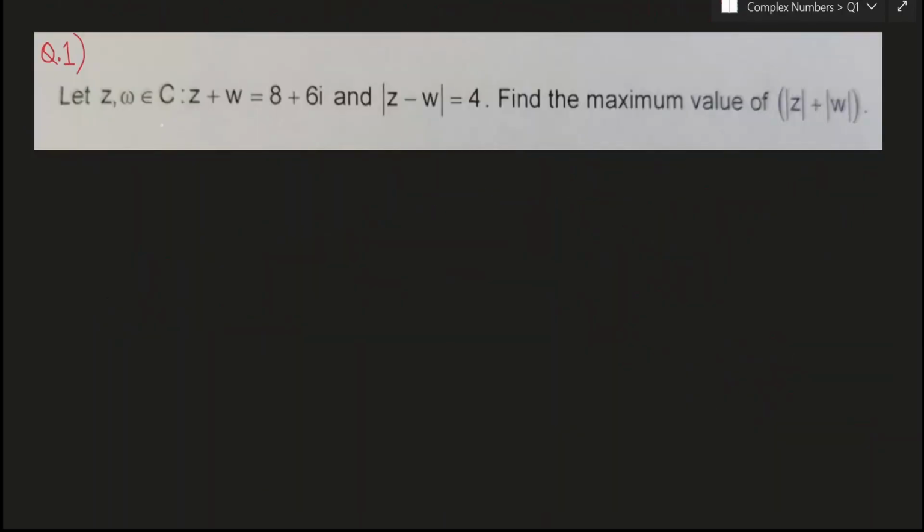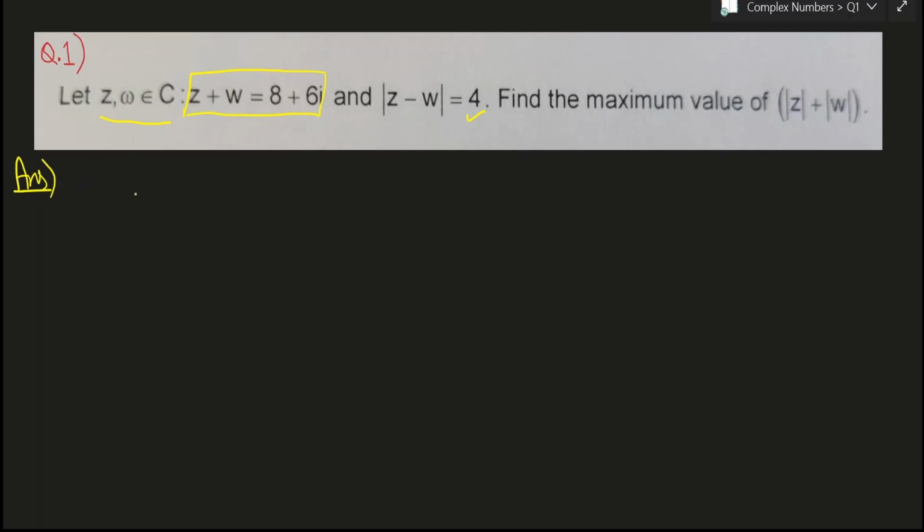So let's look at the question statement of the first problem. Let z, omega belonging to complex numbers be such that z plus omega is equal to 8 plus 6i. This is what we've been given. And mod of z minus omega is equal to 4. Find the maximum value of mod z plus mod omega. Okay, so let's look at the solution to this question.